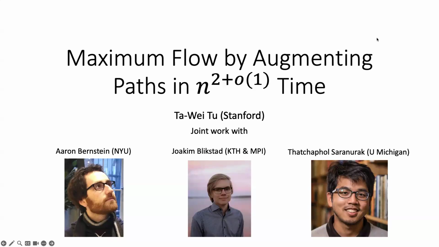Hi, I'm Ta-Wei, and I'm going to talk about maximum flow by augmenting path in n^{2+o(1)} time. This is joint work with Aaron Bernstein, Joakim Blikstad, and Thatchaphol Saranurak.